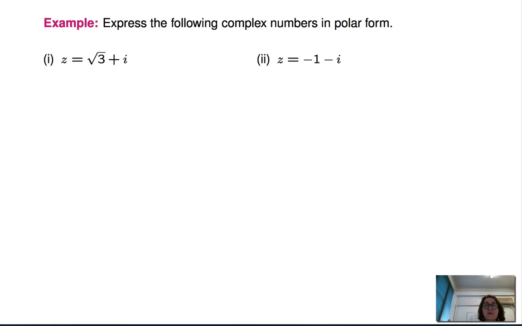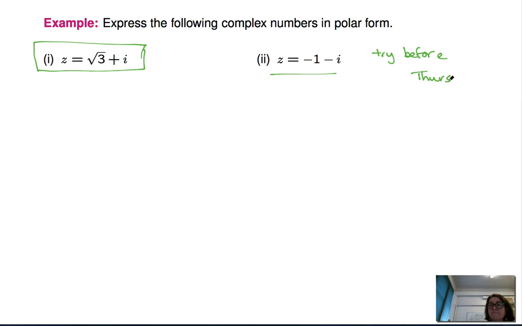Okay, so let's express the following complex numbers in polar form. So we might just do this one, and I'll leave that one for you to do by yourself before Thursday. Okay, so here we've got our complex number z equals square root of 3 plus i, and we want to write that in polar form. So to write it in polar form, we have to work out the modulus of z, and we have to work out the argument of z.